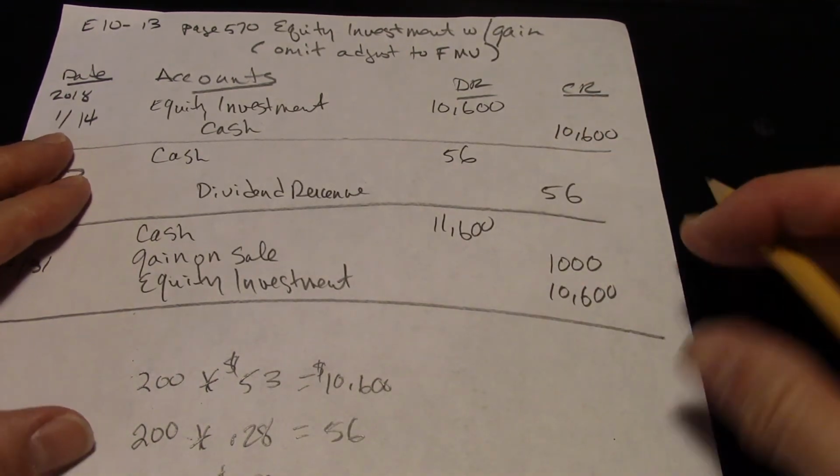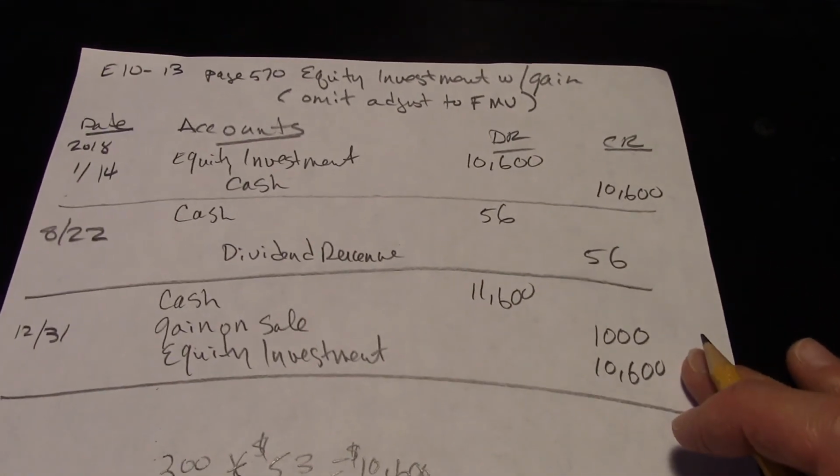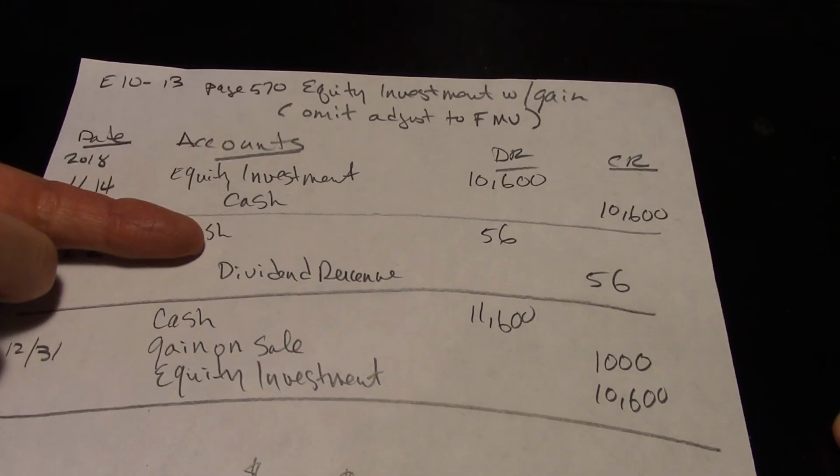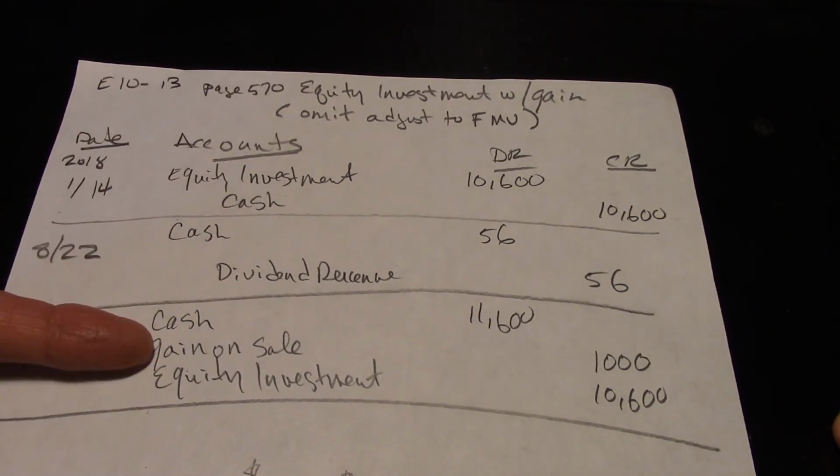Alright, so that's it. That's the only other thing you can really do with a stock in our class. As we discussed last video, you can purchase it, you can receive some dividends, and you can sell it for either a gain or a loss.